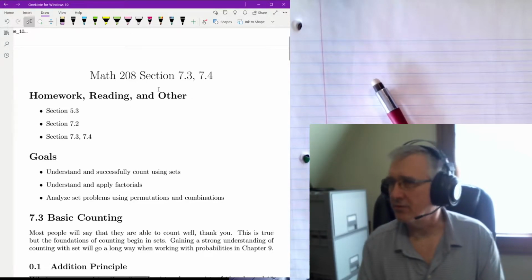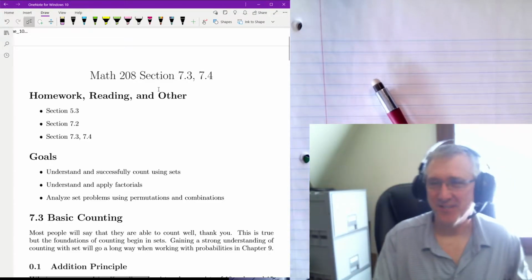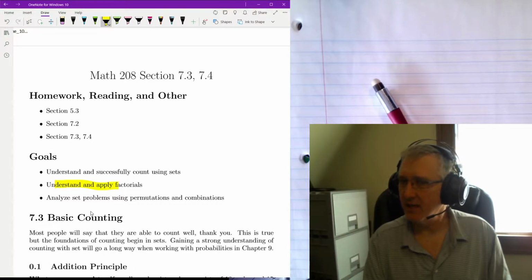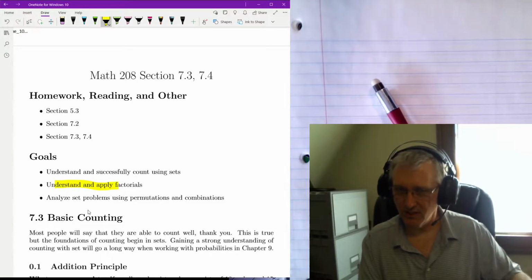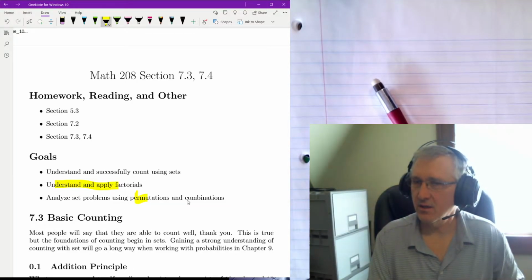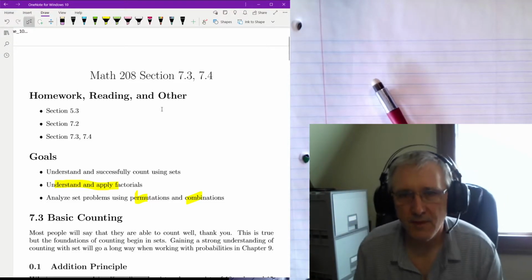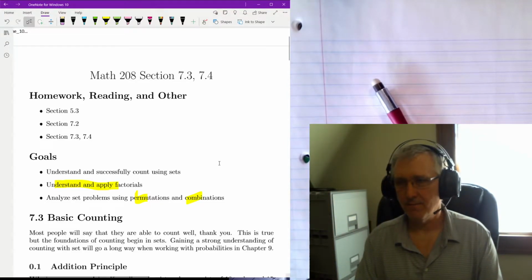Previously, we learned how to count. And now, this time, we're gonna understand and apply factorials. And then we're going to analyze set problems. And by sets, I mean problems using sets, using permutations and combinations. And all of these things will be defined as we go along. So let's get started.